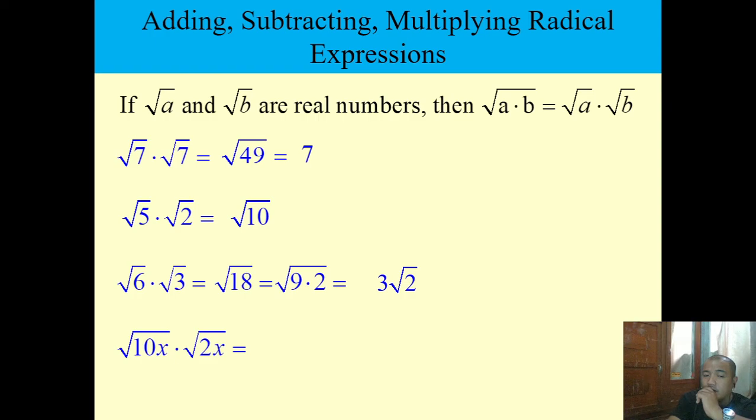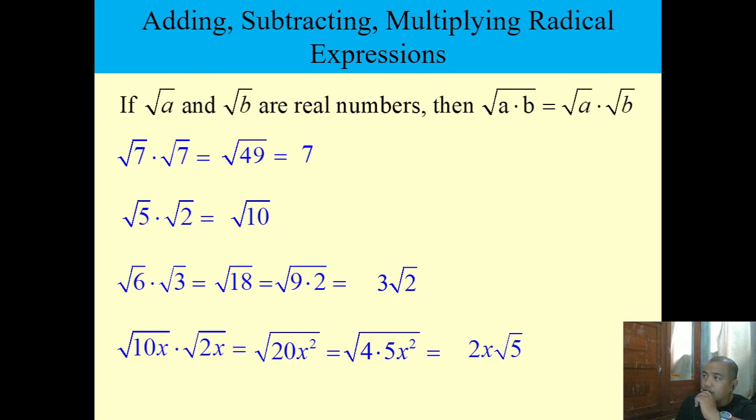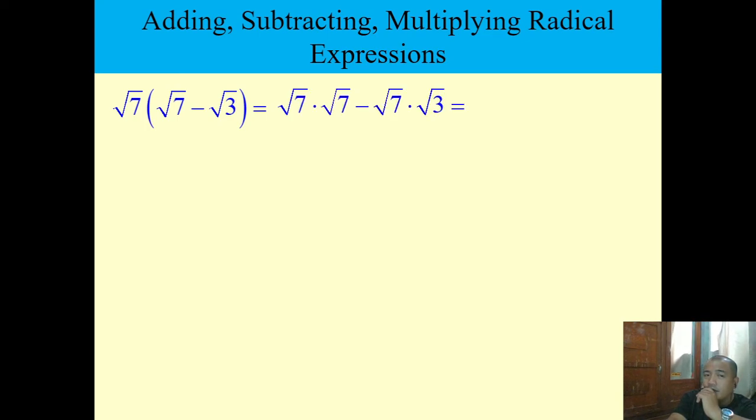Square root of 10x times square root of 2x is square root of 20x squared. That is 4 times 5x squared. So the answer is 2x square root of 5. Okay. You can screenshot this part. Next, let's go to distributive property of multiplication.